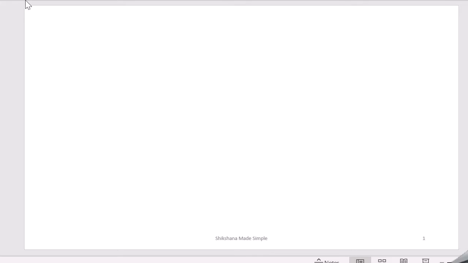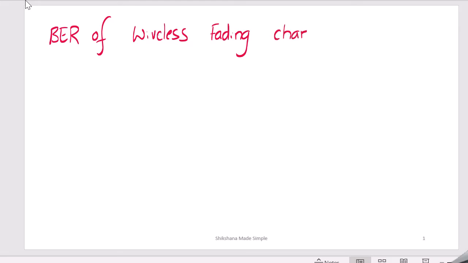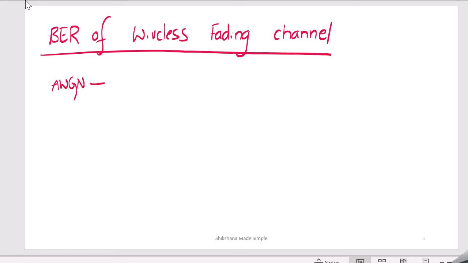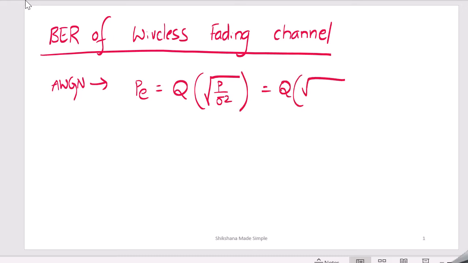So, in this video, I want to talk about BER of a wireless fading channel. In the previous video, I was talking about BER of an AWGN channel. So, we will use that equation here in order to progress for wireless fading channel. For AWGN channel, we have seen that the equation for probability of error is equal to Q function of square root of P by sigma square, right? Or Q function of square root of SNR.